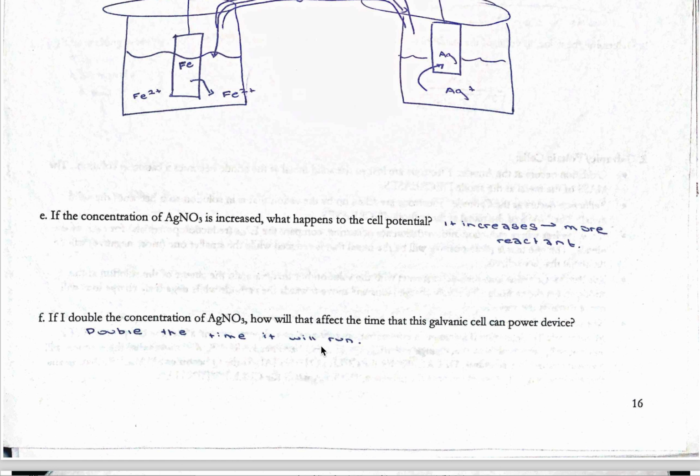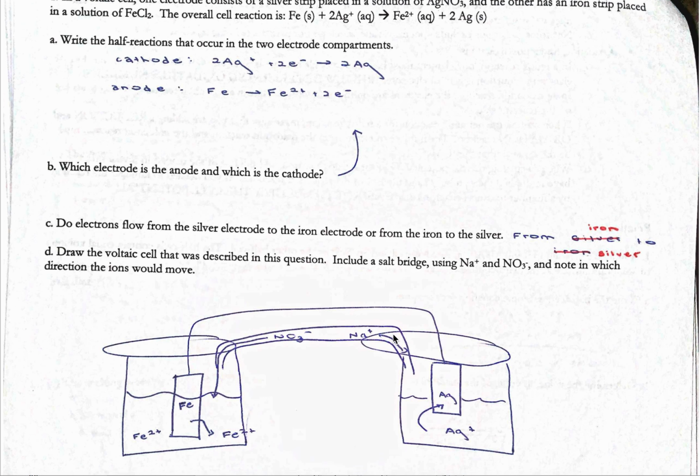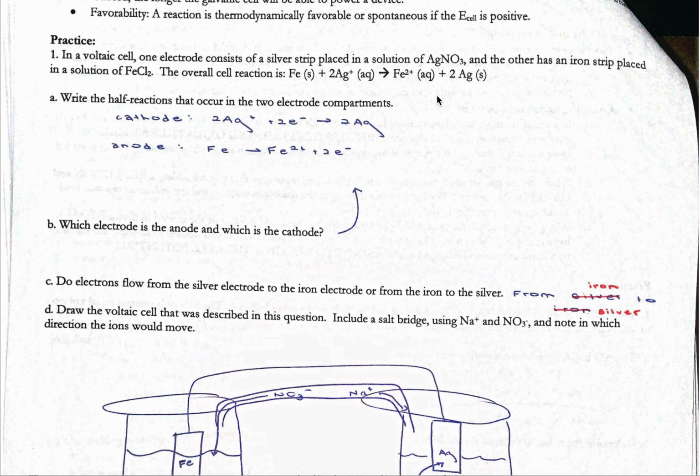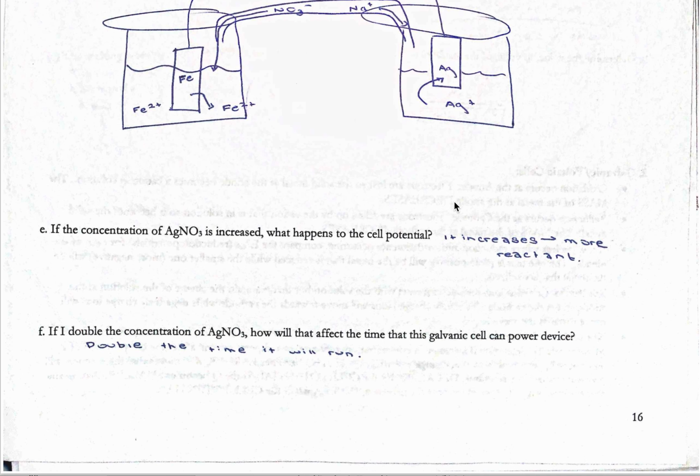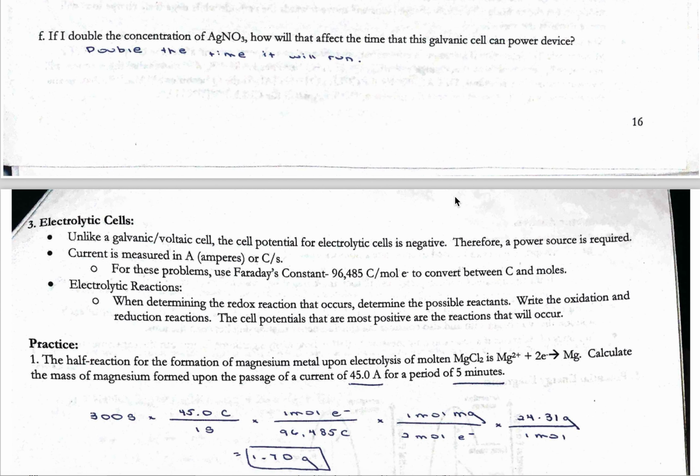If I double the concentration of silver, how will that affect the time? Remember, just because my reaction is being forced to the right, that does not mean my reaction is occurring faster. It just means that I'm going to end up forming more of this. So if I include more silver, not only will it force it to produce more of this, but it's going to take more time to do that. So it's going to actually double the amount of time that my cell potential will run.